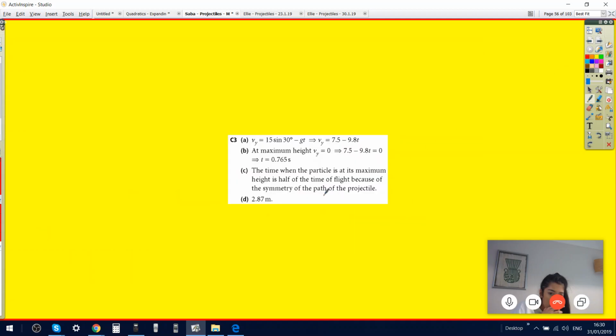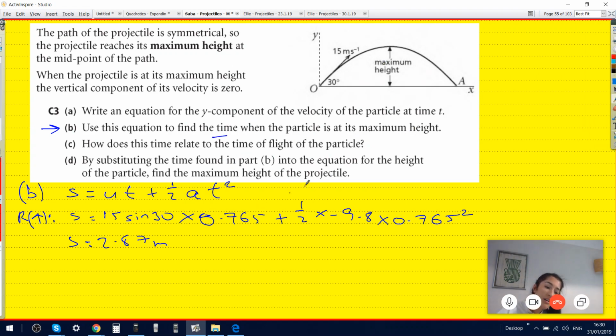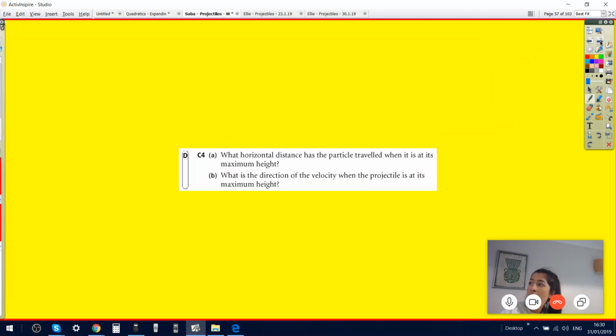Oh, so sorry. There it is. 2.87. Actually, that's the wrong answer. They said find the time at the maximum height, and that was 0.765. Yeah. So the important bit was the height.